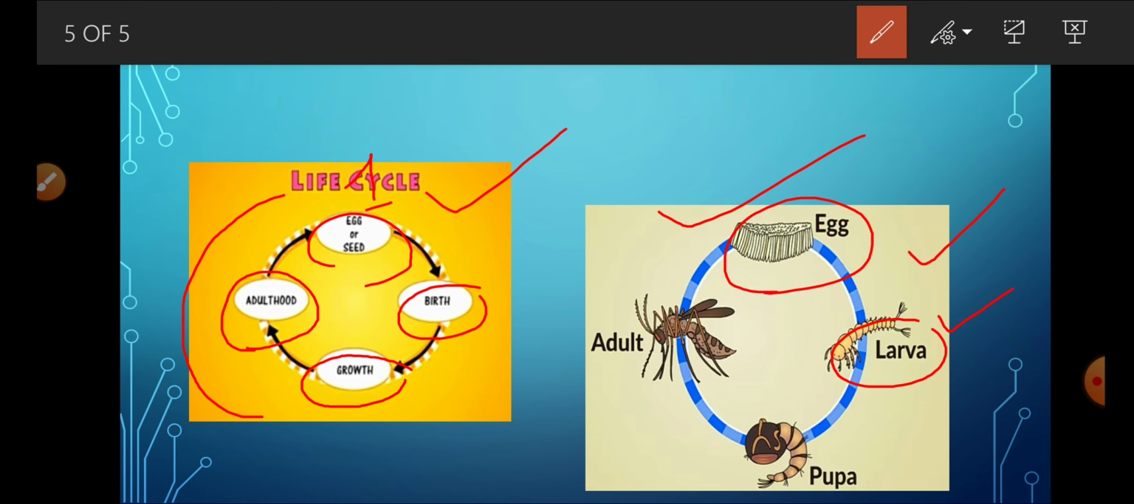It looks like this. Now the third step is pupa. The larva converts into pupa and at last it becomes a mosquito. Have you understood? Okay.